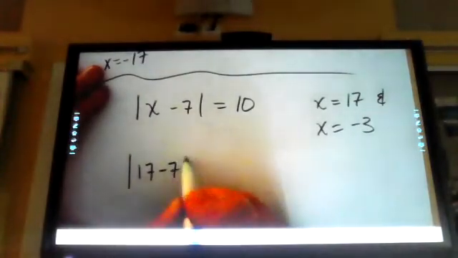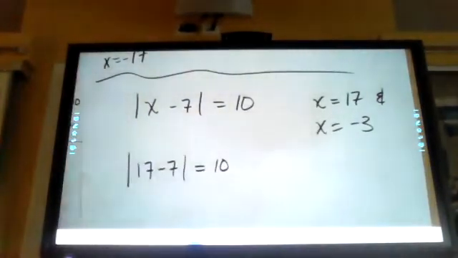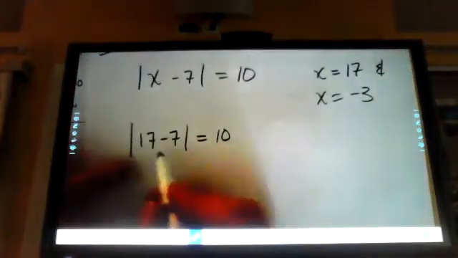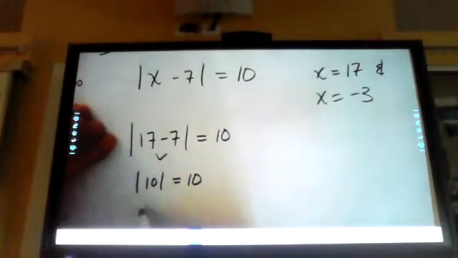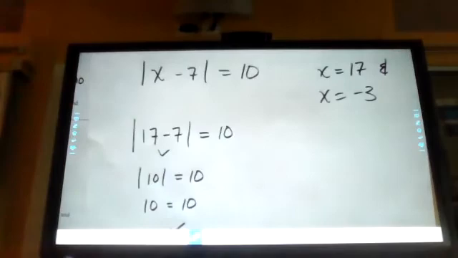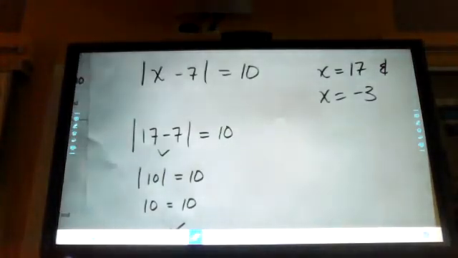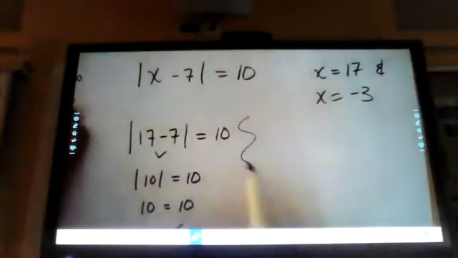17 minus 7 equals 10. Is that true? Well, let's do the math. 17 minus 7 is 10. The absolute value of 10 is 10. Boom. That one worked out. Check mark. Okay, let's try the negative case.